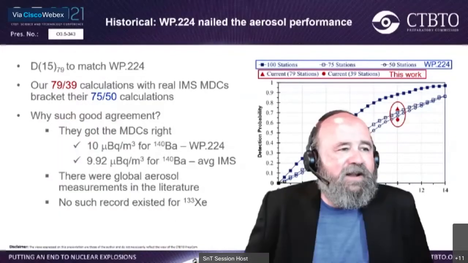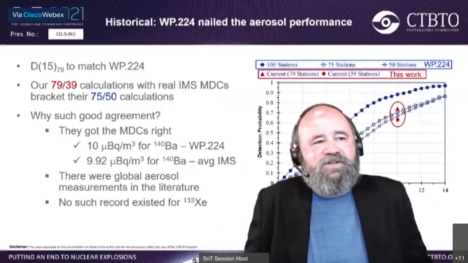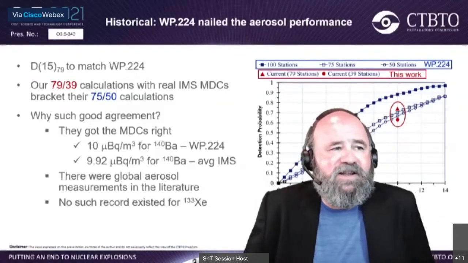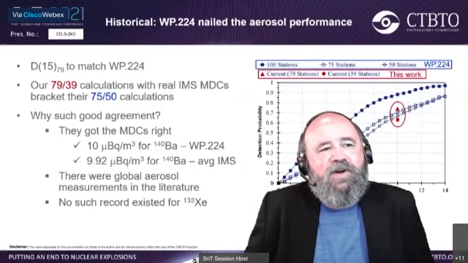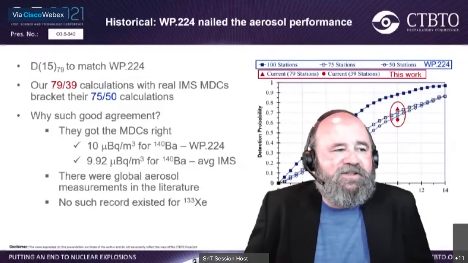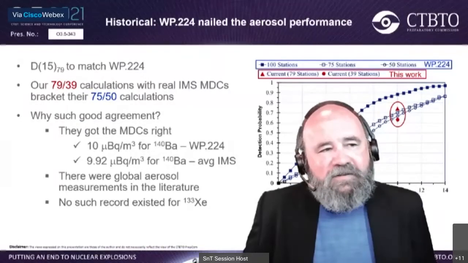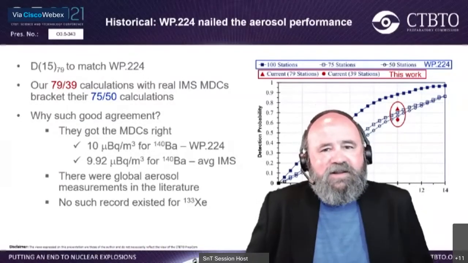Why did they get it so right? Well, there were a lot of systems in use, not globally, not in a network, but there were systems in use, and they could look at those examples. And in fact, they got the number right within about 1%. But no such record in the literature existed for Xenon. So I think it's been tougher to get right what the Xenon MDC was going to be in the real world.